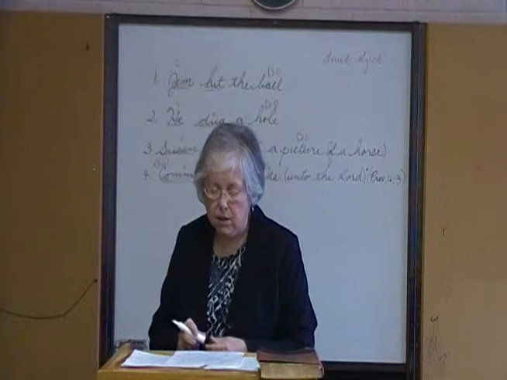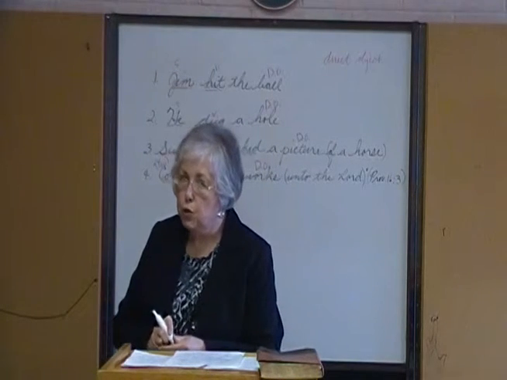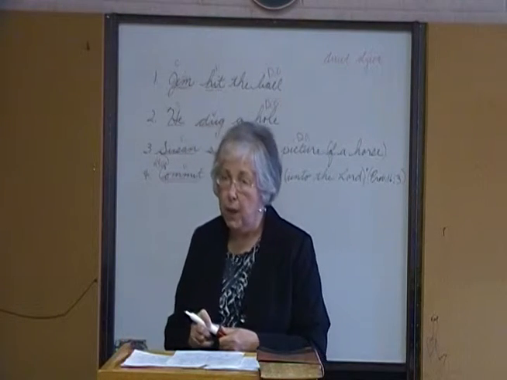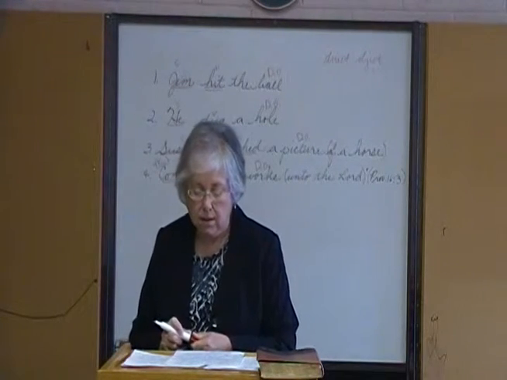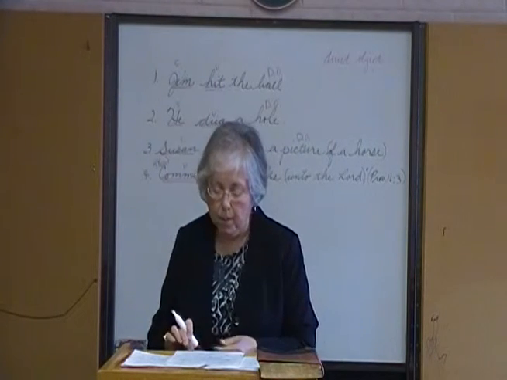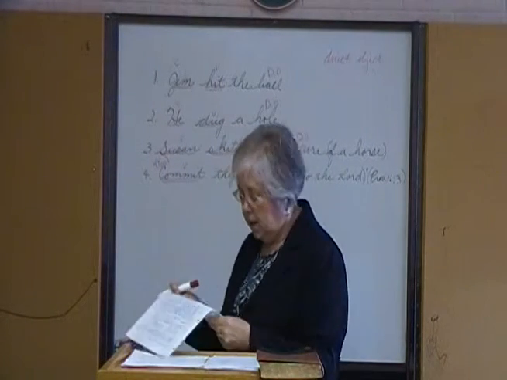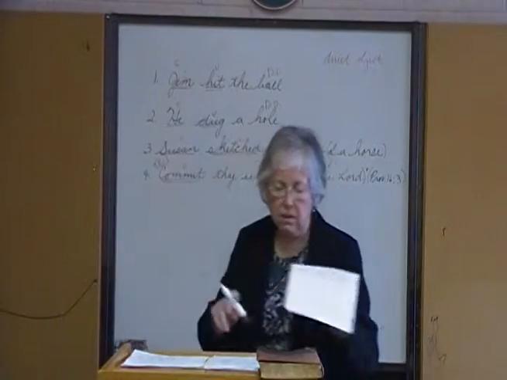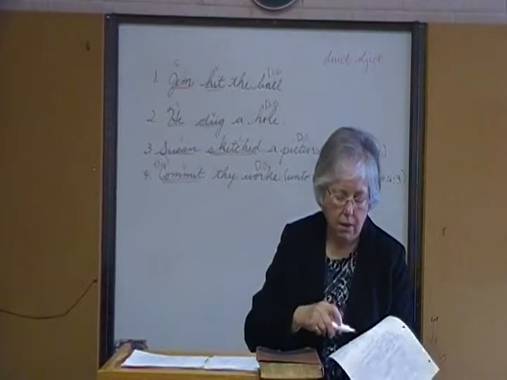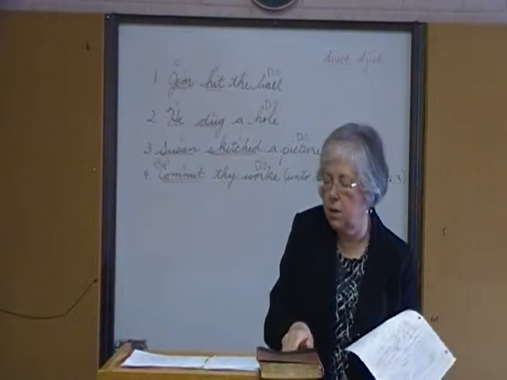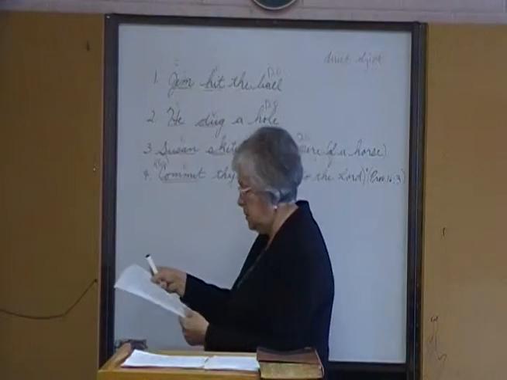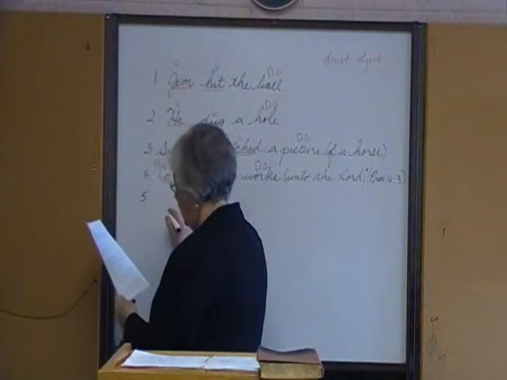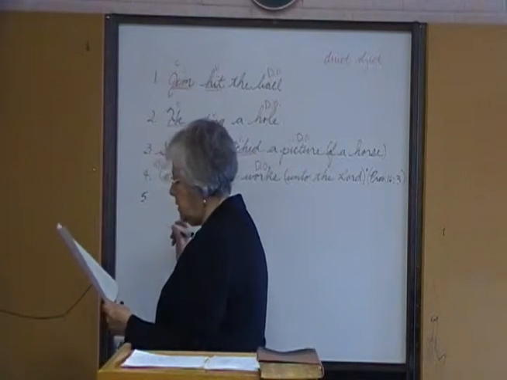The indirect object tells to whom or for whom, or to what or for what the action of the verb is done. And let's just take a look at an example. I'm going to leave those sentences up because I want to compare the direct object and the indirect object sentences. So we'll just continue on. Number 5. We gave God the glory.